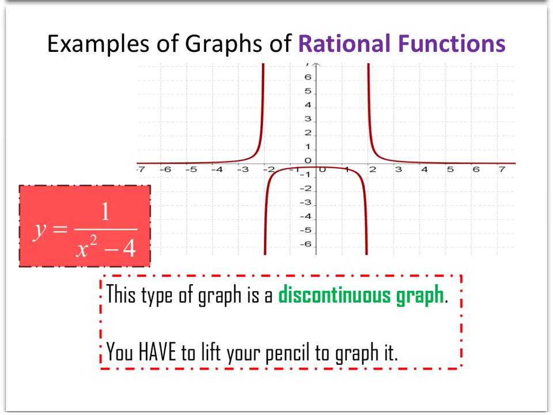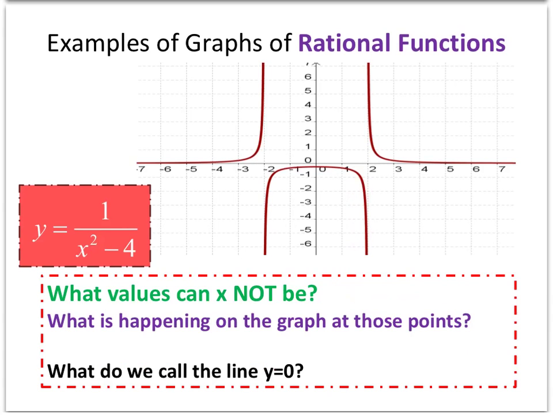Now this is what we call a discontinuous graph. If you notice, when I'm tracing the graph, I have to pick up my pencil to go to the next section of the graph. So discontinuous graphs mean that there are some points of discontinuity. Now looking at this graph, what values of x can I not have? Well, if you look at the original function, y equals 1 over x squared minus 4, I can factor the bottom into x minus 2 and x plus 2.